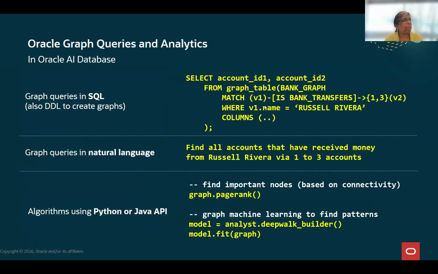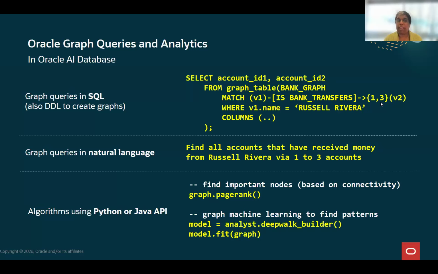This is saying, find me all accounts that Russell has transferred money to in 1 to 3 hops. This syntax gives you a succinct way of representing that query, and it is embedded within SQL. So you can use all the other SQL features that exist to add to your graph query. It's not a separate siloed thing. It's integrated with your database. You can just use it as part of your other operations.